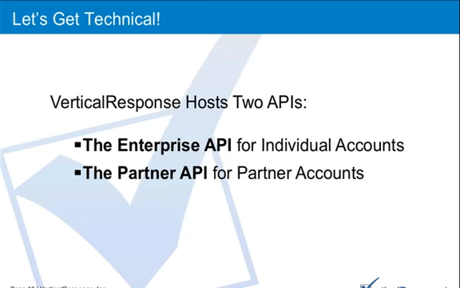So to begin with, we have two different APIs, and I think this is a source of confusion for a lot of folks. We have the Enterprise API, which is really intended to be used with individual accounts. So you have one VerticalResponse account for your company or for your small business, and you just want to automate email creation. You want to automate list management. You want to do something that makes it much easier for you and your staff to use that VerticalResponse account and connect it to whatever you've got going on within your own IT infrastructure. That's what the Enterprise API is for.